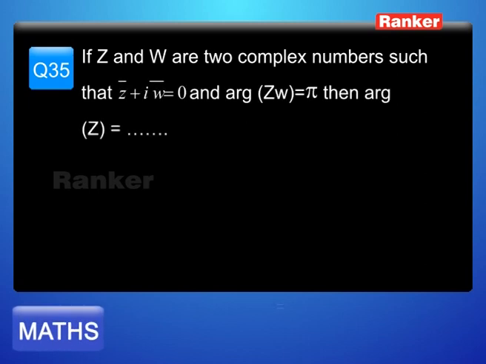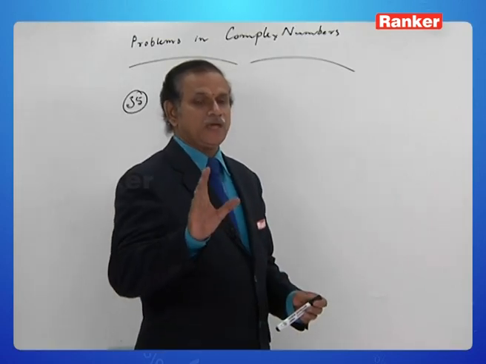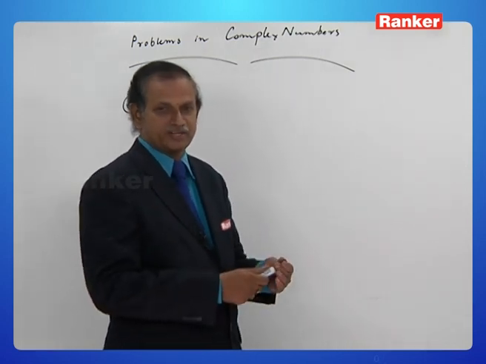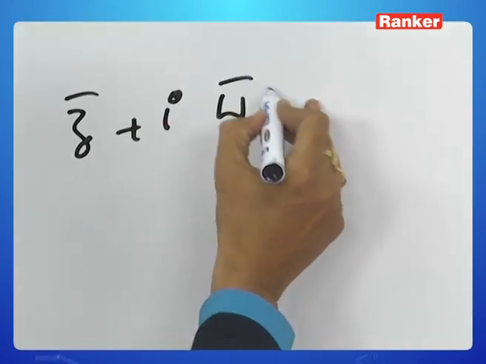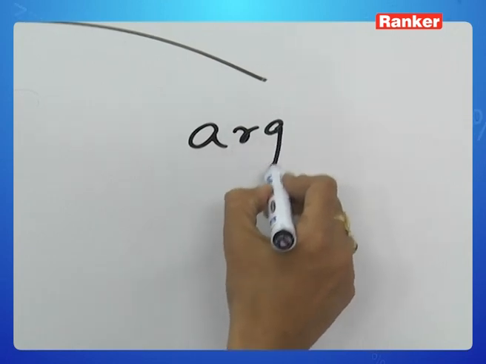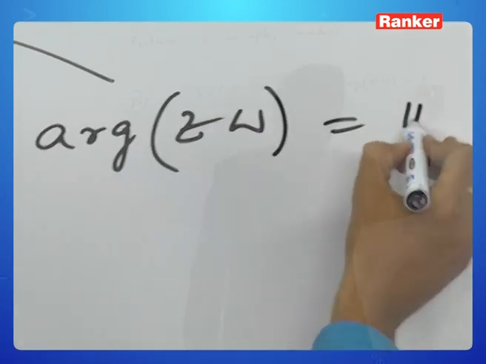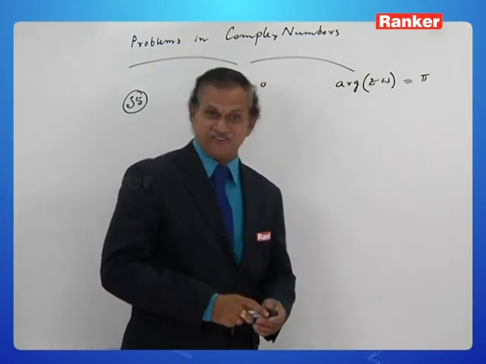In this question, if Z and W are two complex numbers such that Z bar plus i W bar is equal to 0 and arg ZW is equal to pi, then arg Z is equal to. That's a beautiful question. You must be able to use every piece of the data very carefully. Let us now gather the pieces of information in the data. The first one is z bar plus i w bar is equal to 0. And the other is argument of ZW is equal to pi. What is required here? Arg Z is required.